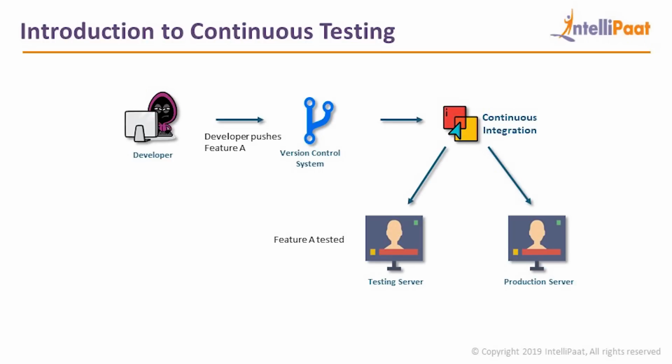And as and when all my test cases are complete, let's say the developer pushes feature A to the version control system, it will be deployed on the testing server, and then feature A is tested. Similarly, when the developer pushes feature B to the version control system, your feature B also will be tested. But it is very important to update your testing suites with all the new feature testing as and when the new feature is being developed.